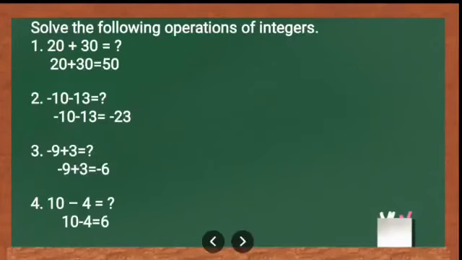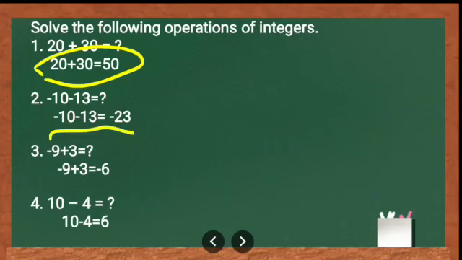First one, 20 plus 30. Both the integers are positive integers. So 20 plus 30 is 50 and the answer is also a positive integer. And look at the second question. Both the integers are negative, minus 10, minus 13. If both the numbers are negative, you have to add them and put the negative sign. So 10 plus 13 is 23. Both the numbers have negative sign, so the answer will also carry the negative sign. So the answer is minus 23.